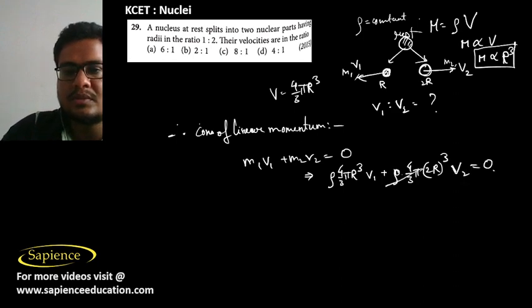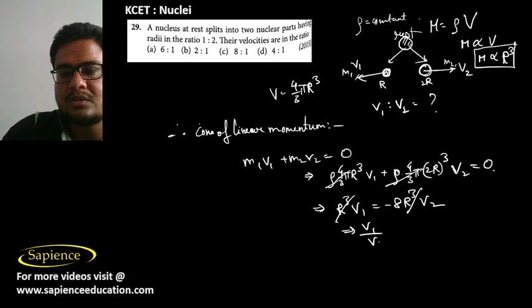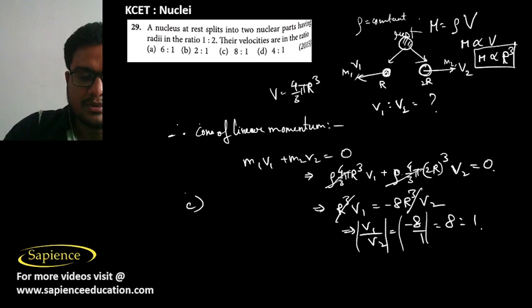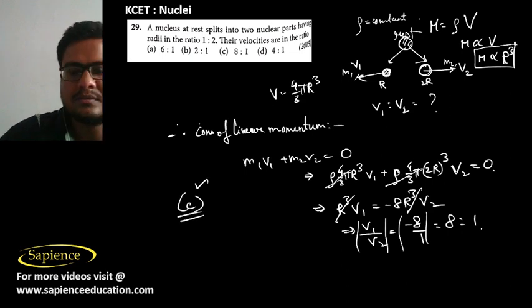So 4 by 3 pi will cancel out, and I will have r cube v1 is equal to minus 8 r cube v2. R cube will cancel, so v1 by v2 is equal to minus 8 by 1. Therefore if we want to find the ratio of their magnitude only, then it is 8:1. C is the correct one.